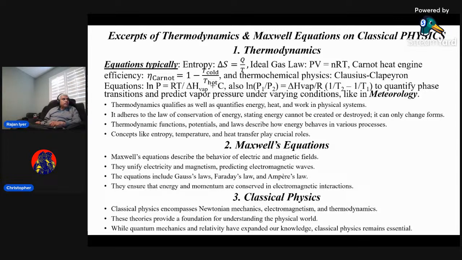They qualify as well as quantify heat, energy, and work in physical systems. The conservation of energy forms a fundamental basis: energy cannot be created or destroyed. It can only change forms. For example, you have different forms. Electromagnetic forms are called higher forms, and heat itself is one of the lowest forms. So everything converts because of entropy. By the second law, it keeps converting to heat. That's why the entropy keeps increasing.